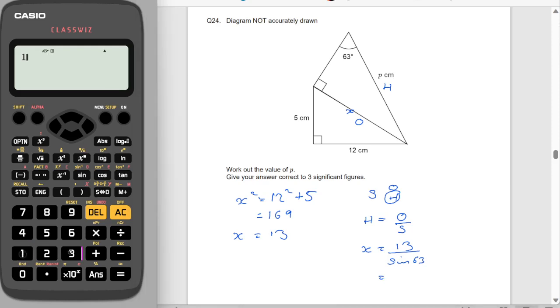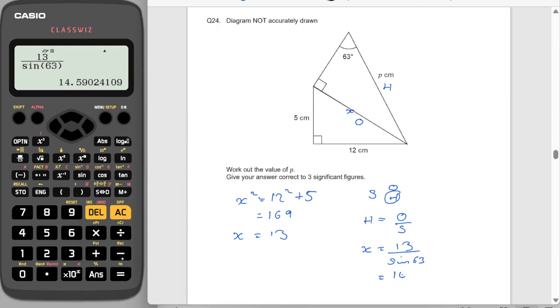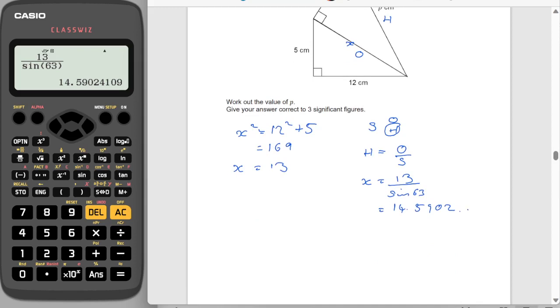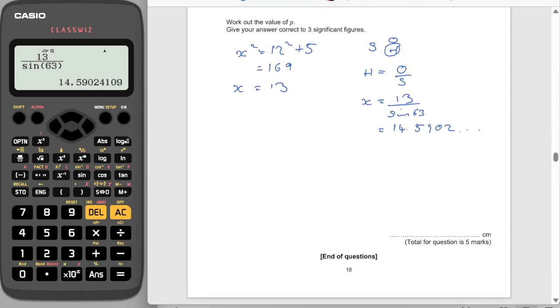Right, 13 divided by sine of 63 gives us the value of 14.5902. So we only want that to 3 significant figures. So that's going to be 14.6.